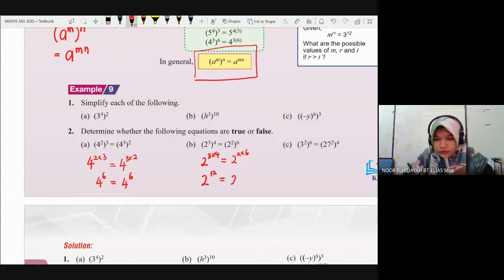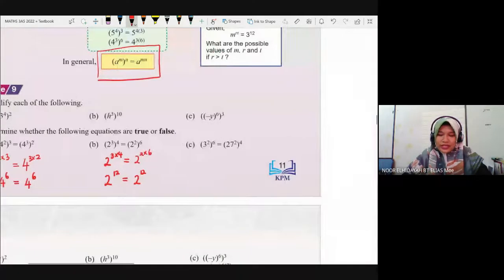2 to the power of 12. No. Adina answered no. Why no? 3 times 4 is 12. 2 times 6 is 12. So the left hand side and right hand side have the same value. Okay, kita tengok pula untuk C.